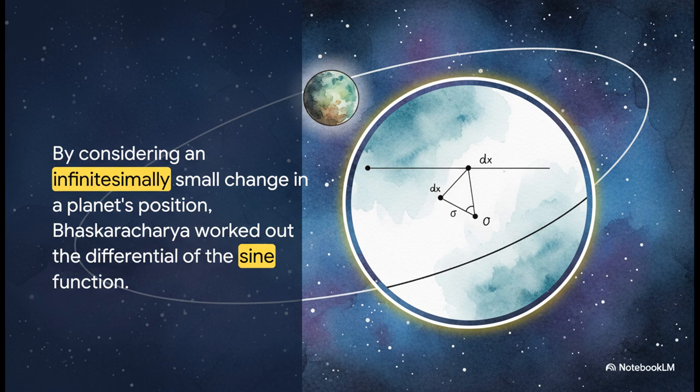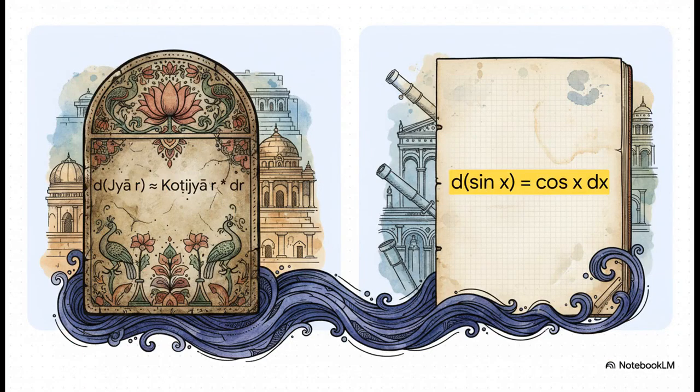He analyzed what happens in the smallest possible sliver of time, an infinitesimal moment. And by doing this, he was able to calculate how the sine of an angle changes at that exact instant. He had effectively discovered a fundamental concept in calculus, the derivative of the sine function. The proof is right here.